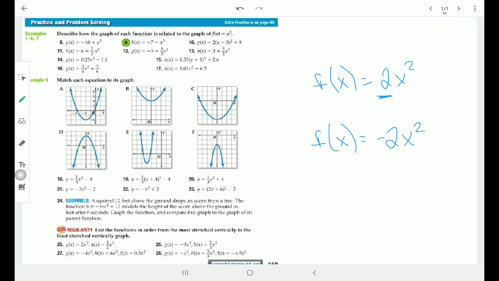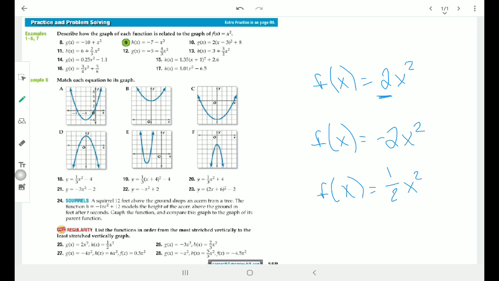Essentially, it's being stretched out vertically, right? So since I have a 2, it's starting to stretch out a little bit. Now, if this number was less than 1 but greater than 0, so we're talking about those fractions in there, for example, let's say we have f of x equals 1/2 x squared. That 1/2 compresses the parabola and makes it narrower. Okay, so it's being compressed vertically.